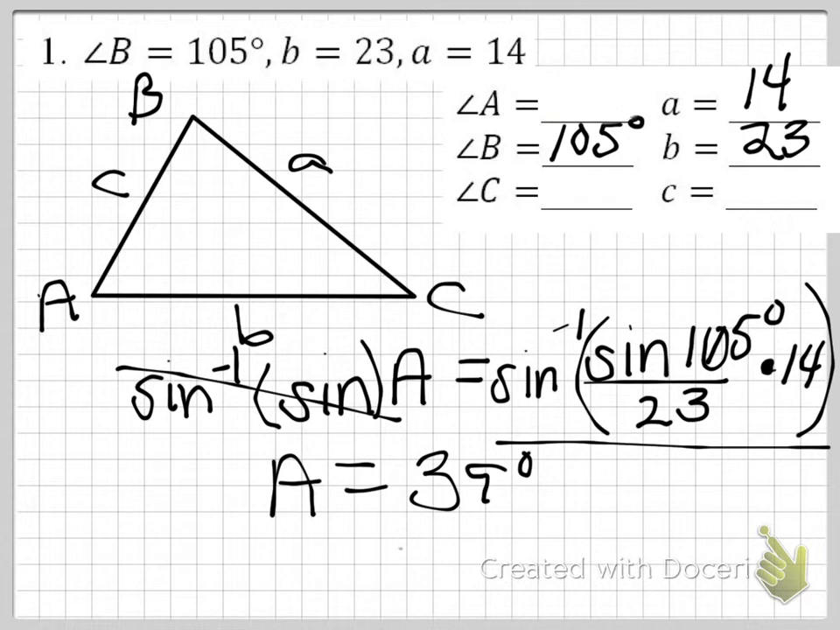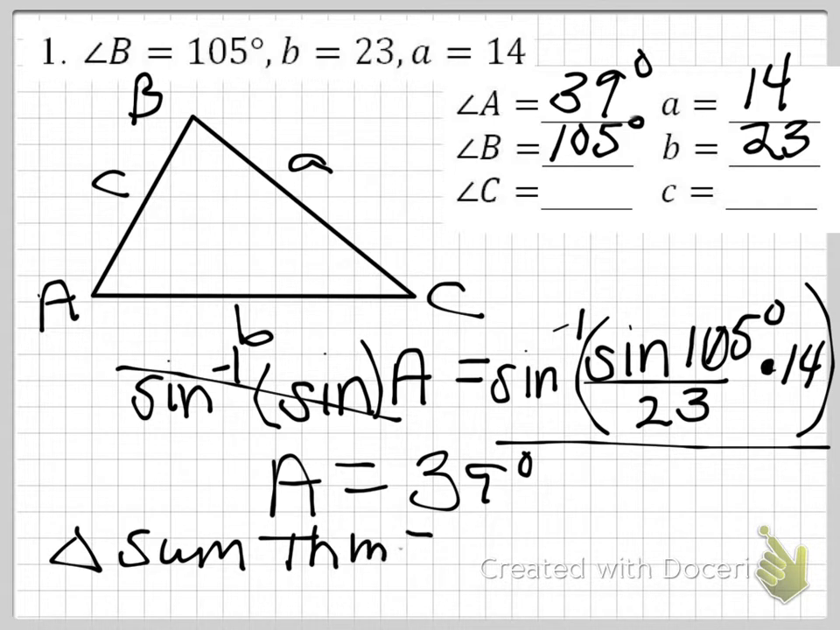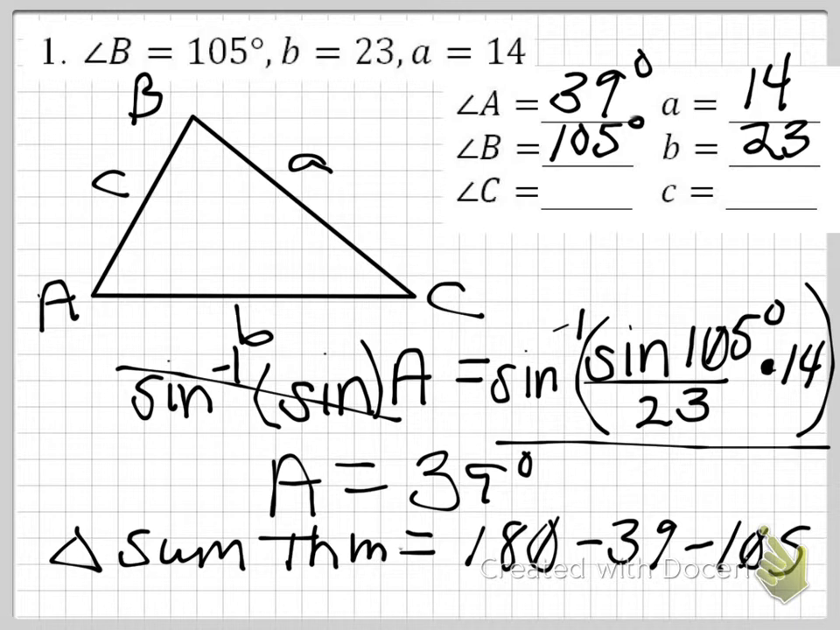So it's no longer an unknown. I know that angle A is 39 degrees. Well, how do we find out what C is? Because of the triangle sum theorem, I know that all of the angles inside the triangle should equal 180. So I take 180 and subtract 39 and subtract 105 in my calculator or on a scratch piece of paper, and I find that angle C is simply 36 degrees.